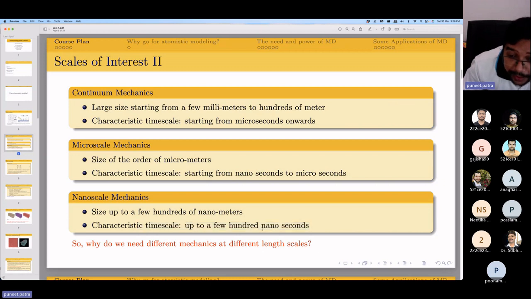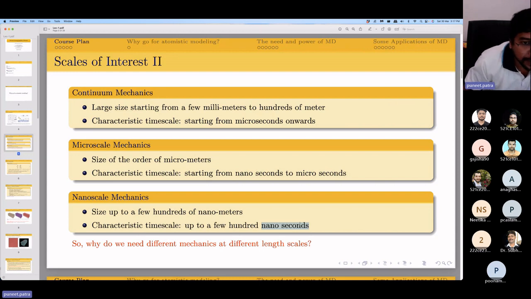And just to give you an idea about how small a nanosecond is, well, all of you are familiar with what a second is. So typically, the smallest of the motions, the vibrations of some of the bonds, occur on the scale of a few picoseconds, that is 10 to the power minus 12 seconds. So it's only a few thousand, 10,000 times greater than a few picoseconds.